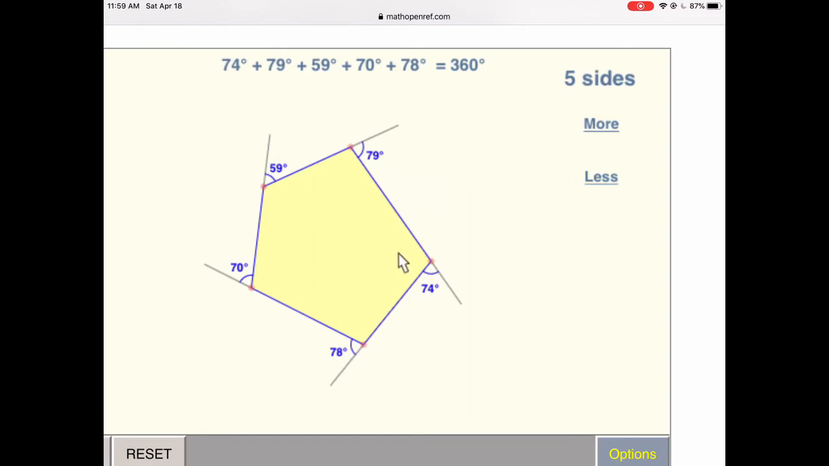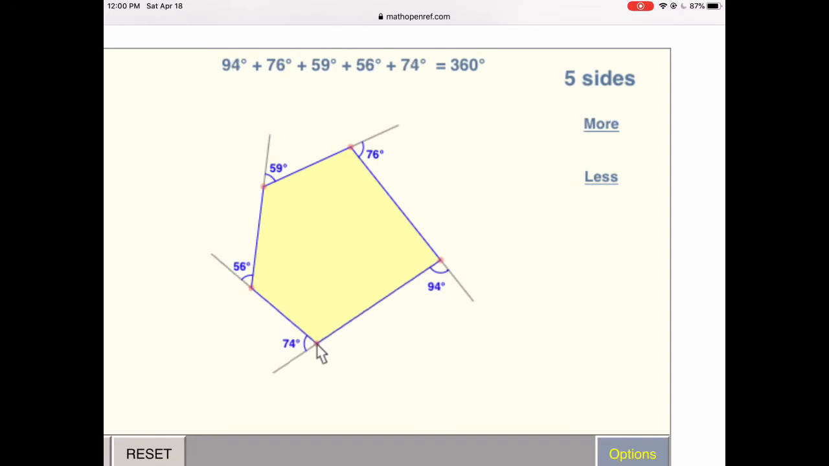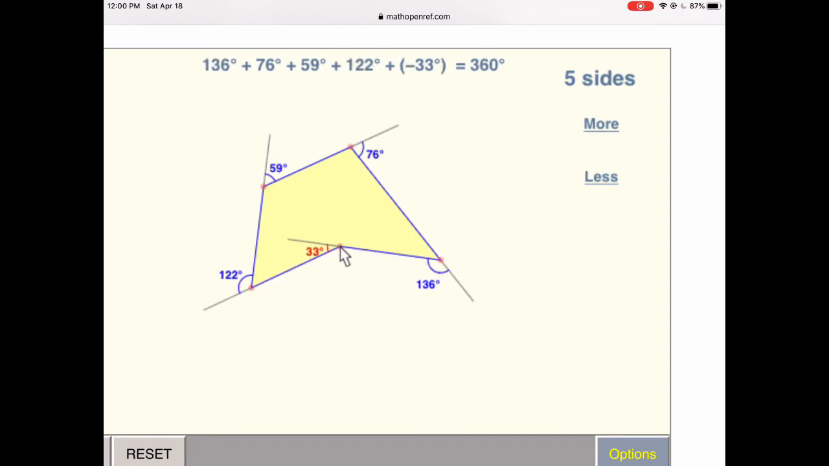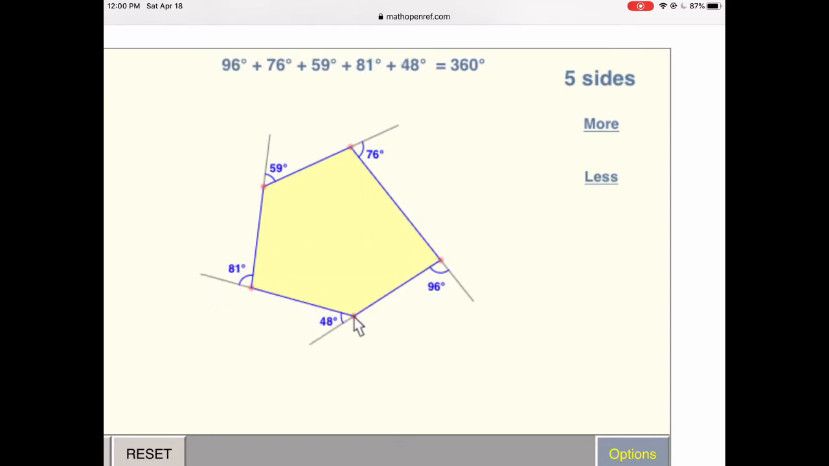No matter what you do, the sum of the exterior angles is always going to be 360, as long as you're moving that around and they're all convex. Remember, concave is this way. It may work, but it's still not what you should do. Make sure they're always going to be convex. And you can go around here and change any of them.